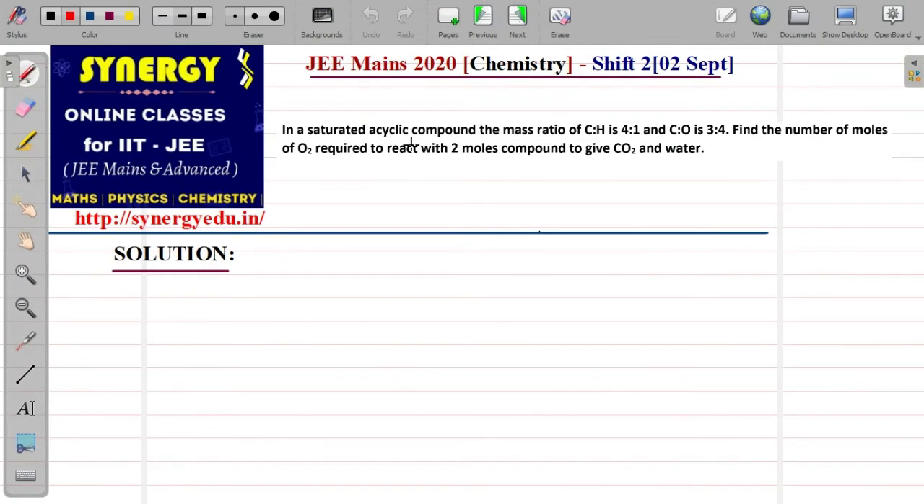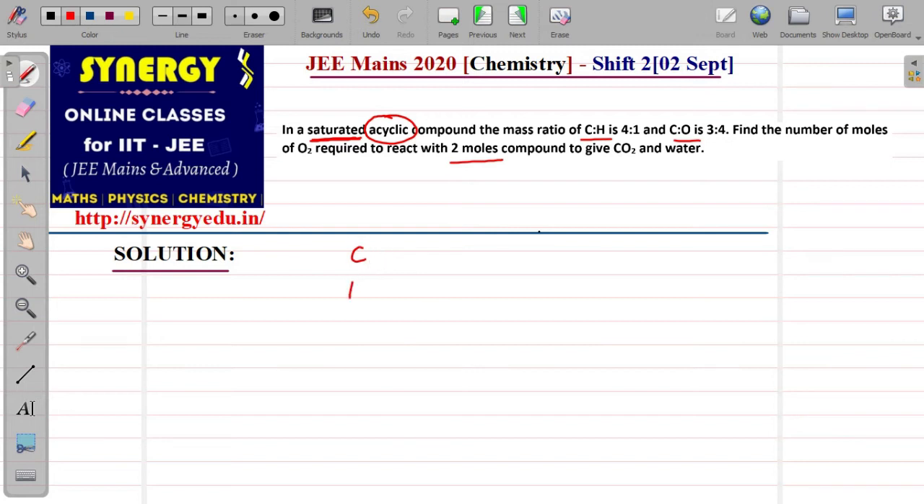In this question, a saturated acyclic compound is there. That means it is not cyclic, and it does not have any double bonds either. They are saying saturated, the mass ratio of C:H:O is given, and they are asking the number of moles of O2 required for 2 moles. Now let's find the molecular formula.